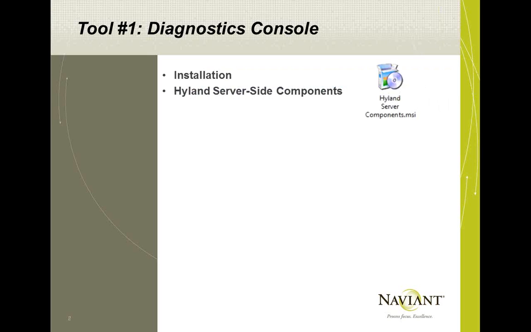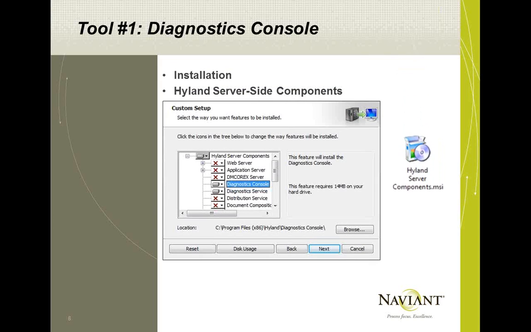First, you'll need to install it. It installs as part of the server-side components installer MSI. During installation, you just want to choose the Diagnostics console option under the Highland Server Components feature. If you're installing it on a server, you should. All of your servers should have it. You'll also want to select the Diagnostics Service feature, or the console will have nothing to listen to and you will get no logs. So what does it log?